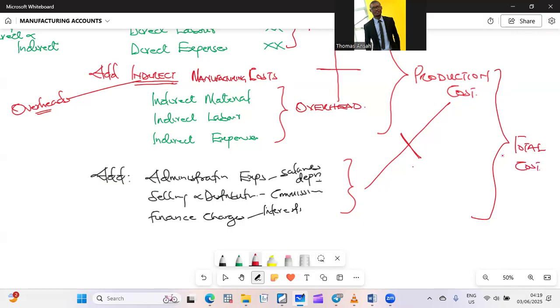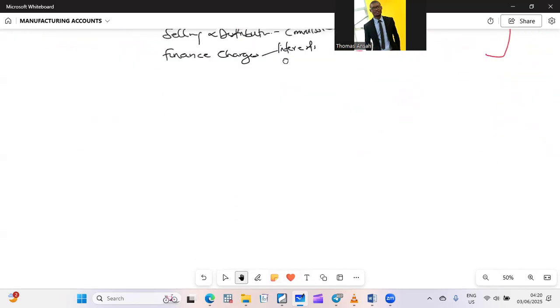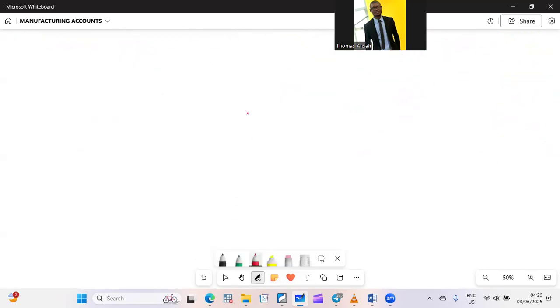So what we need to do now is to go straight and draw the format of your manufacturing account so that when you get a question, you know what to do and arrange it. So quickly, let's look at how the format of a manufacturing financial statement looks like. We will divide it into basically three parts. The manufacturing account has three parts. Full manufacturing account question.